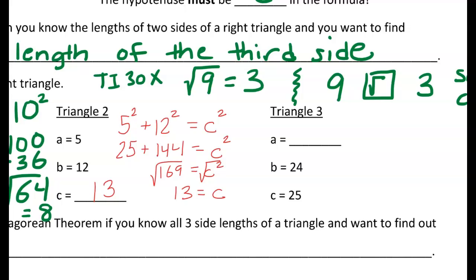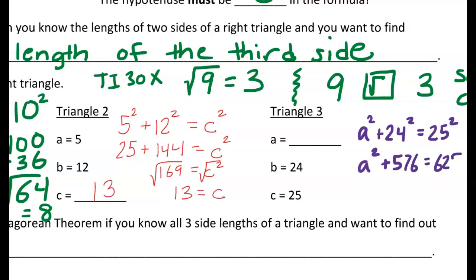All right, so let's see how that went. If we're going to look for A, we'll do A squared plus 24 squared equals 25 squared. A squared plus, sorry, not equals, plus, let's erase that. 576 equals 625. We'll subtract. A squared is 49, and the square root of 49 is 7.